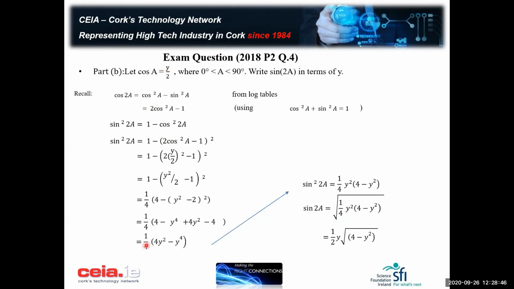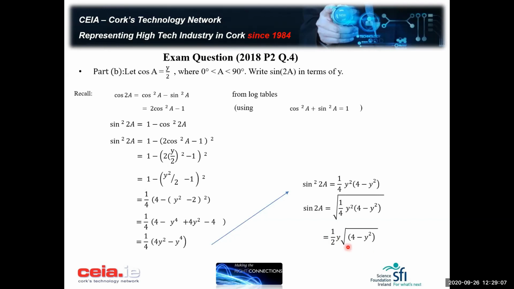You have to do a bit of arithmetic, and eventually you find that sine squared of 2a is this term. So the sine of 2a, which is what you're looking for, is the square root of that. Pull the 1/4 y squared out of the square root, and you get this solution.